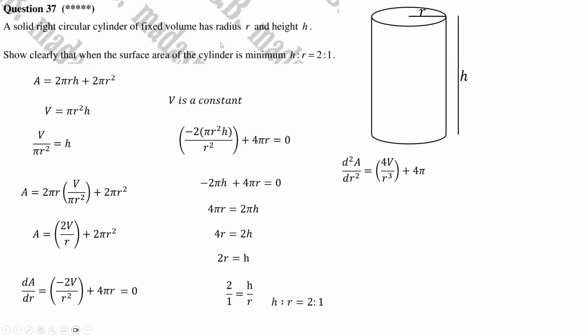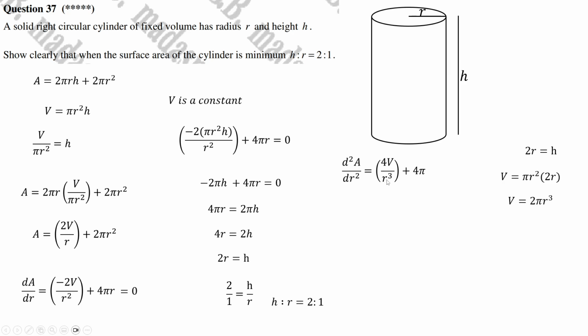Oh no, sorry, we need to show that this is actually a minimum. Okay, differentiate this for the second time. So this is a positive 4v over r cubed plus 4 pi. We know what r equals: r equals a half h. Am I going to even use that? Okay, never mind. I'm going to plug this into there, and then we'll get this for the volume.